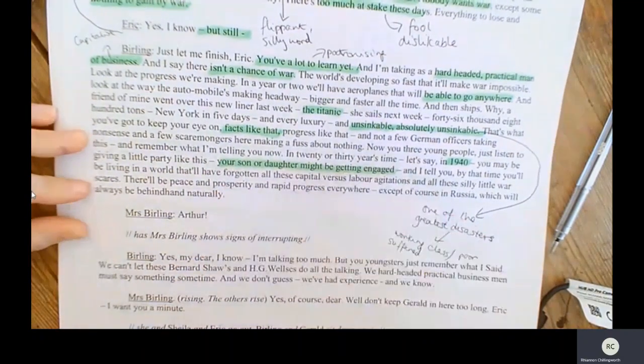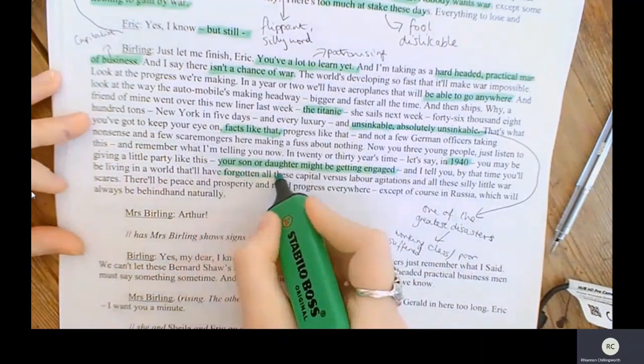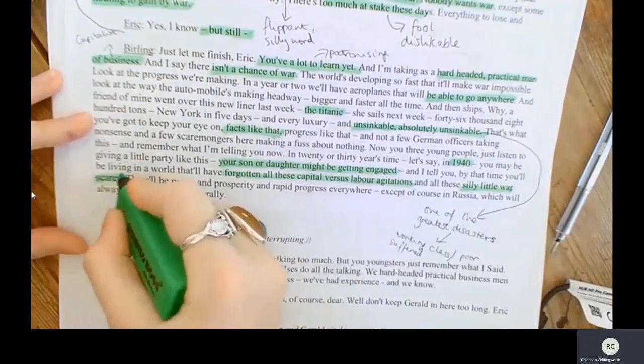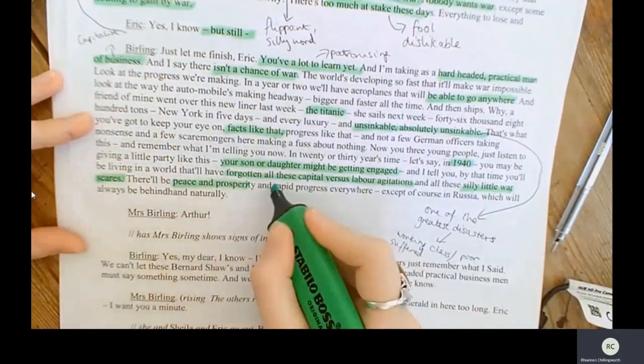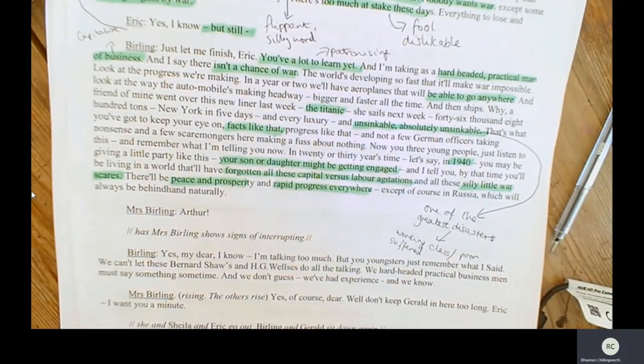Your son or daughter might be getting engaged, and I tell you, by that time, you'll be living in a world that will have forgotten all these capital versus labour agitations and all these silly little war scares. There'll be peace and prosperity and rapid progress everywhere, except, of course, in Russia, which will always be behindhand naturally.